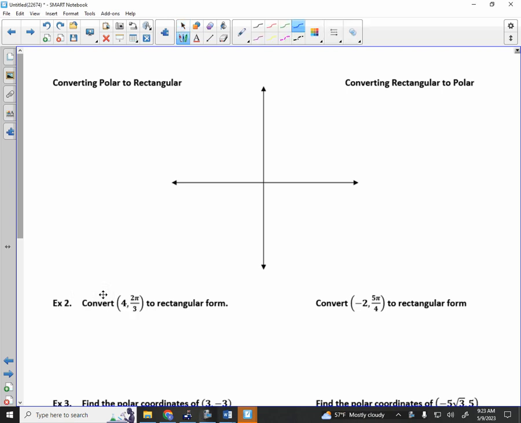Here we go. Today we want to talk about converting from rectangular form to polar form and from polar form to rectangular form. Again, you're in charge of putting your notes together for this, so what you choose to write down for your notes is up to you.